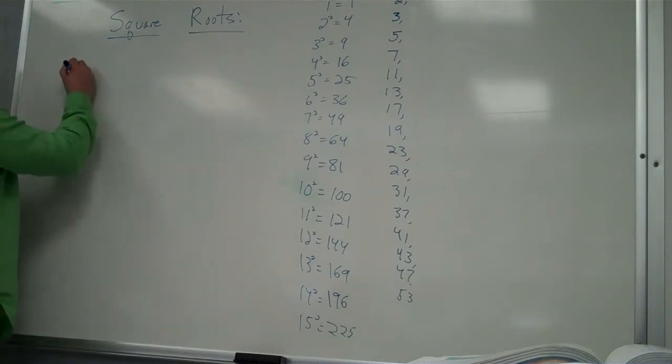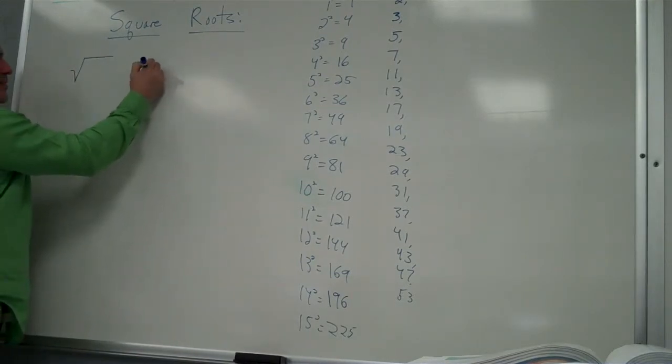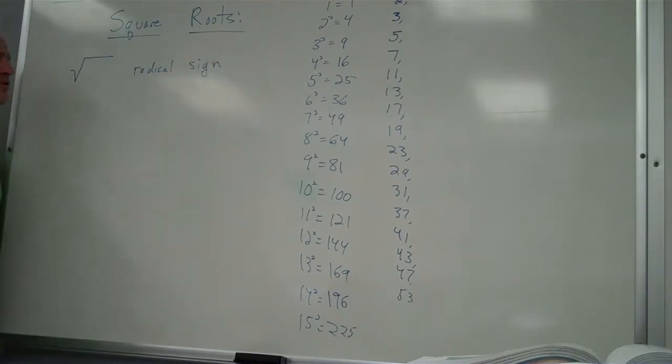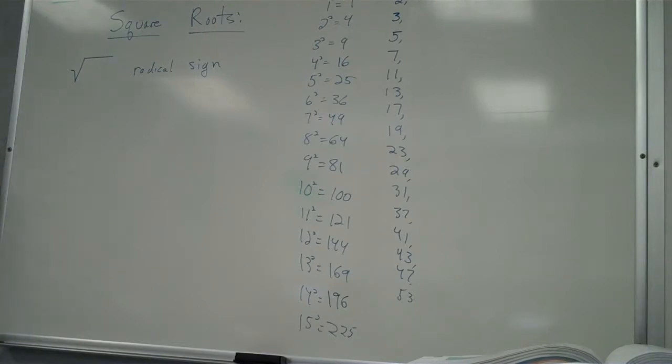Have you guys seen a radical sign before? That's what it's called. It's a square root thing. It's called a radical sign. Okay, good. As if I would just call it a big check. I'll be calling it a radical sign.